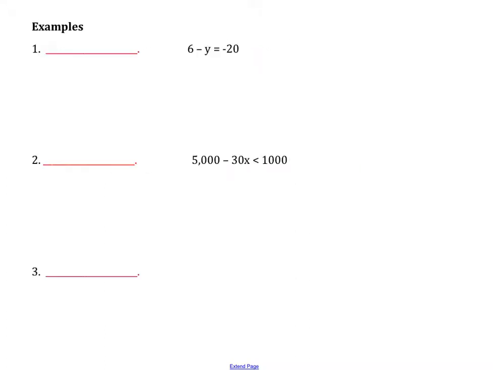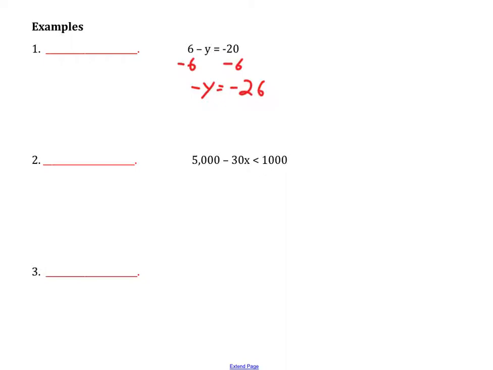Let's work through a few examples. To solve the equation 6 minus y equals negative 20, we need to get y by itself. So we'll subtract 6 from both sides. Remember that minus y is the same thing as plus negative y, so we have to remember that y stays negative. So we end up with negative y equals negative 26. Negative 20 minus 6 is negative 26.